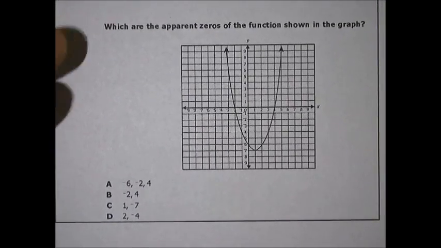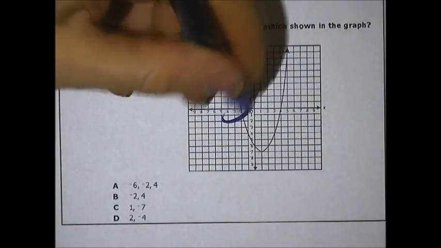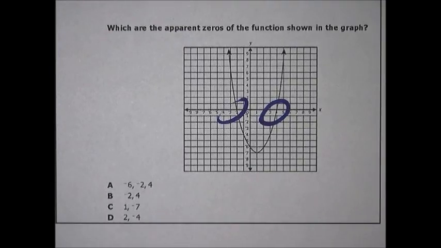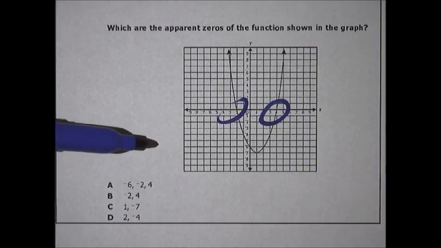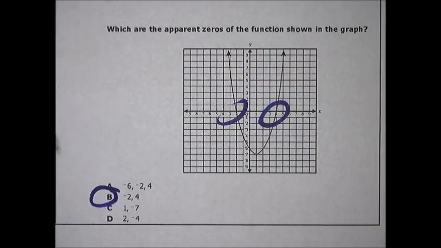What are the apparent zeros of the function shown in the graph? The zeros are where your graph crosses the x-axis, and it can be called zeros, roots, answers, solutions, intercepts. In this case, it crosses at 4 and at -2. Choice B.